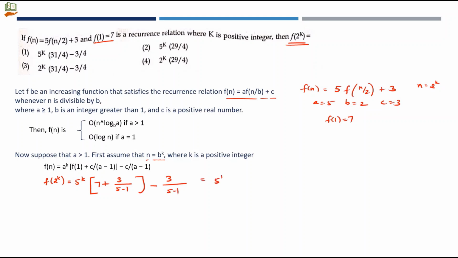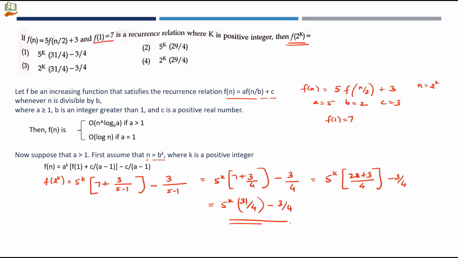This is equal to 5 power k, 7 plus 3 by 4 minus 3 by 4, which is equal to 5 power k. We have to find LCM. 7 into 4 is 28 plus 3 divided by 4 minus 3 by 4, which is equal to 5 power k. We have 28 plus 3 is equal to 31 divided by 4 minus 3 by 4. This is the answer for f of 2 power k. Which option is equating to this? Option number 1 will be the right answer.